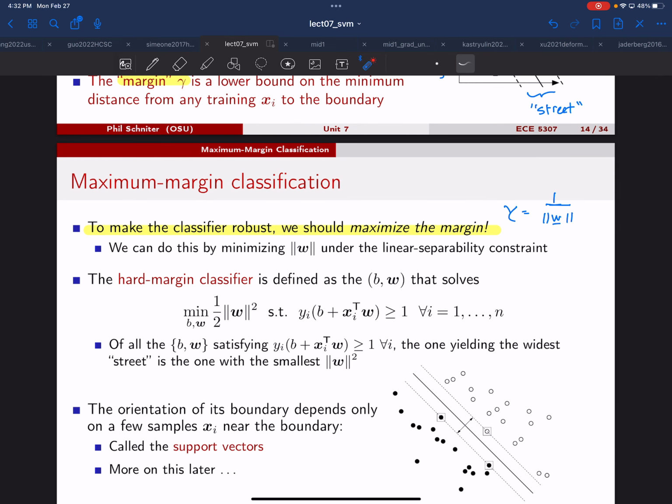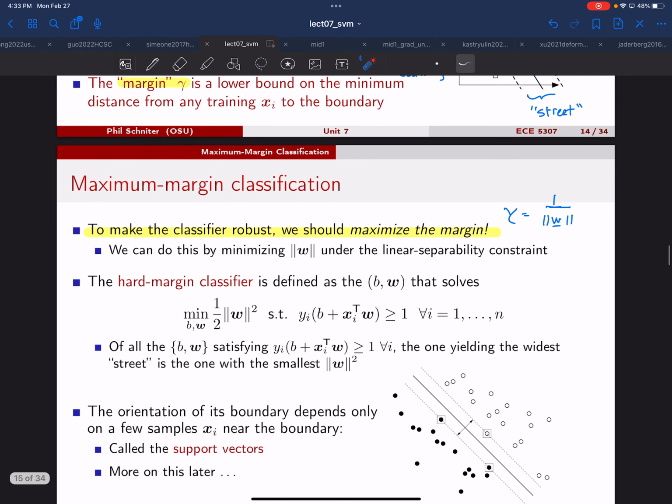Okay, so when you solve this optimization problem, you can see it's a constrained optimization problem. We want to minimize this subject to this inequality constraint. Actually, there's n different inequality constraints. Once we solve this problem, we will get that boundary in exactly the right spot. So that's what these methods are based on. To say it in words, of all the B and the W that satisfy this linear separability constraint, the one with the widest street is going to be the one with the smallest norm of W squared. And that's going to be right here.